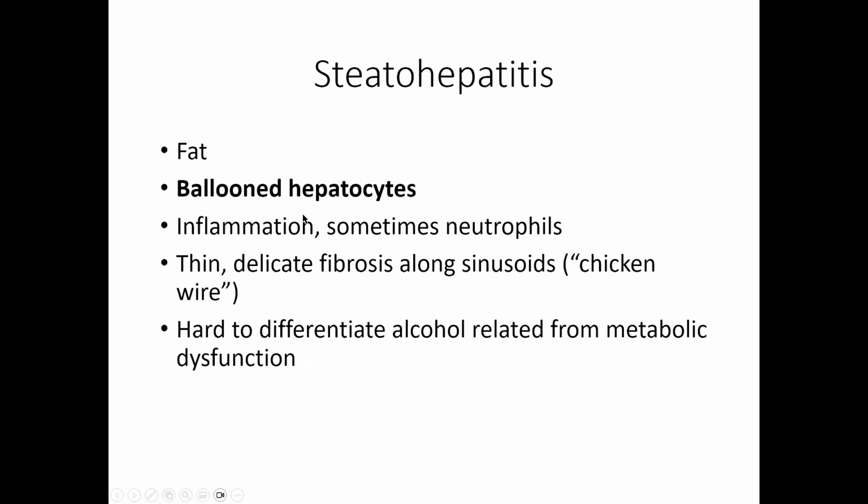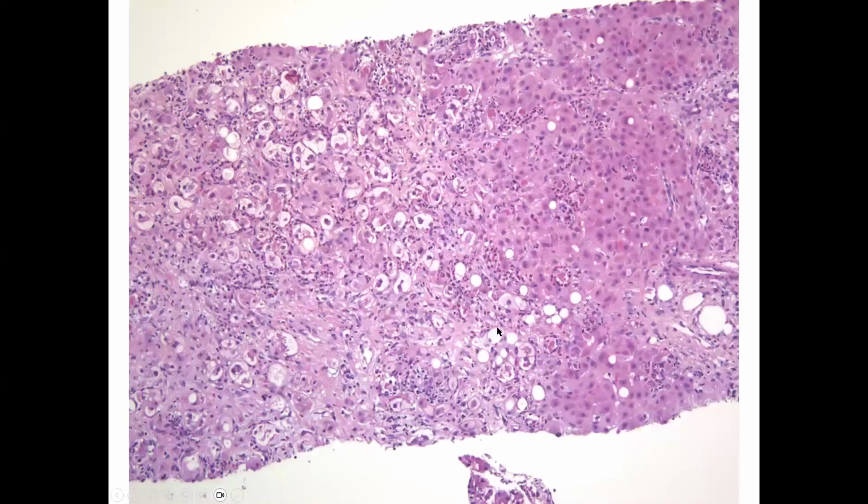A lot of times the inflammation is really more macrophage-type inflammation as injured cells die and get cleared out by the macrophages. And so when you have more advanced disease resulting in fibrosis, you end up seeing the sinusoidal fibrosis. And so a lot of times it can be hard to differentiate steatohepatitis related to alcohol or steatohepatitis due to metabolic dysfunction. But there are some features that can be helpful.